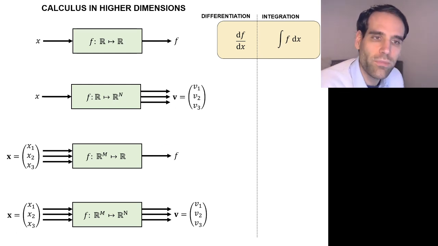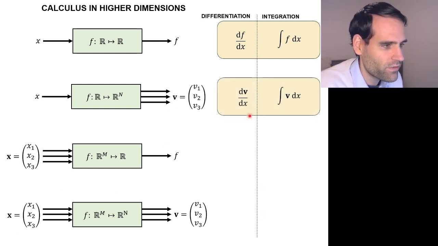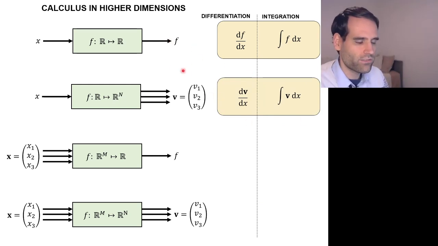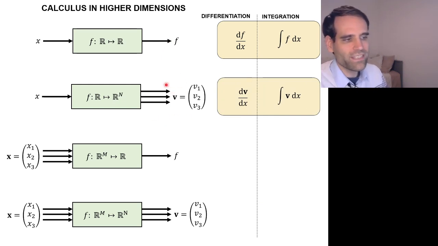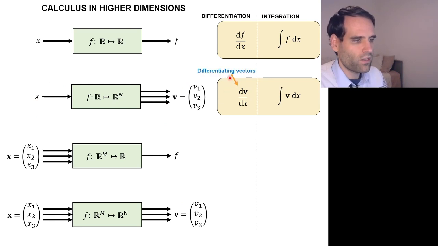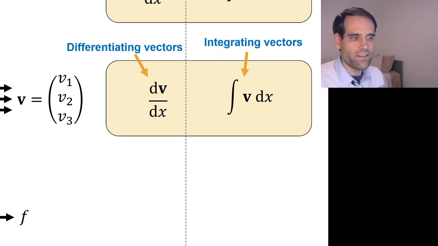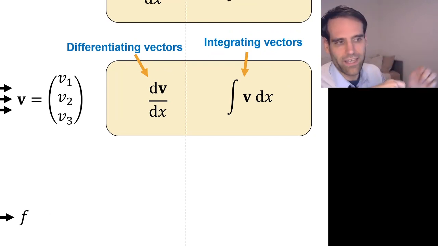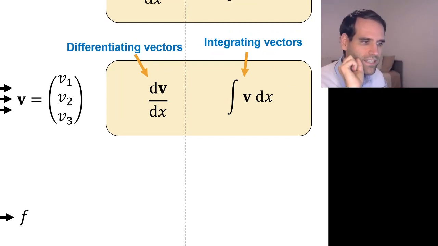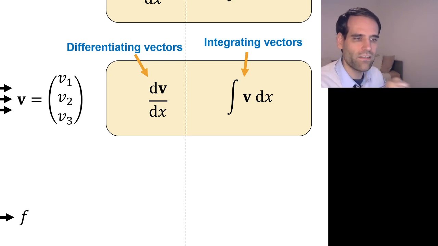This chapter is all about this second step here, and this is the easiest step one can make. Instead of having one single output, we now have a vector as our output, but we still have one single input, okay? This is what we call differentiating vectors and integrating vectors. Please note that V here is in bold, which means that it's a vector, okay? So we are doing the differential of a vector and the integral of a vector.